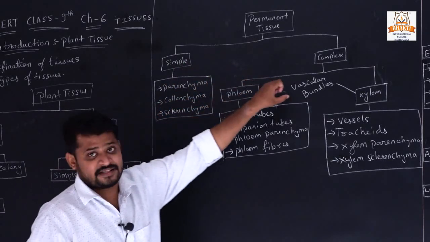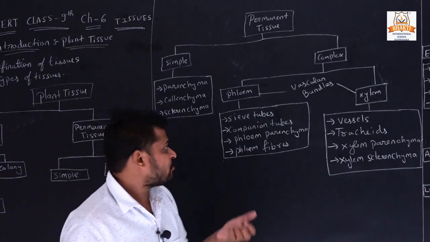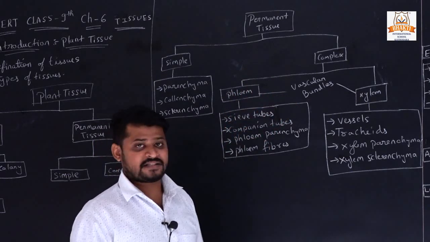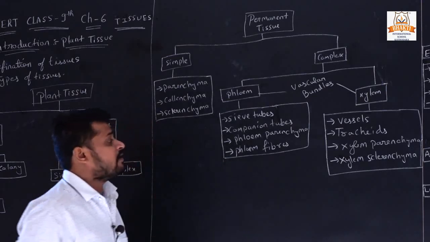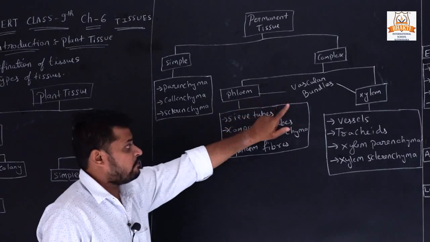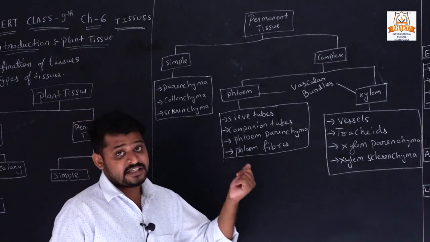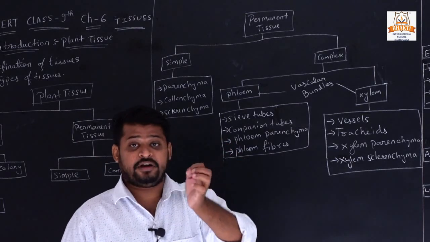Then complex; the word complex means it is very complicated, right? So there are 2 subparts contained in complex tissue. One is phloem and one is xylem. Phloem and xylem, these 2 parts are very important in a plant.